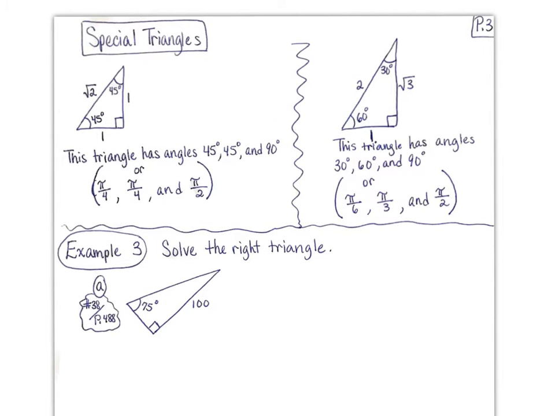You have a triangle that is 90 degrees, and this angle is 45, this is 45. They add up to be what? 90. Okay, so here you have a triangle with angles 45 degrees, 45 degrees, and 90 degrees, or in radians, pi over 4, pi over 4, and pi over 2. So notice that the legs are 1, and then the hypotenuse is the square root of 2.